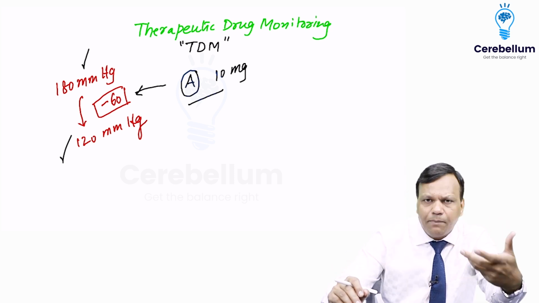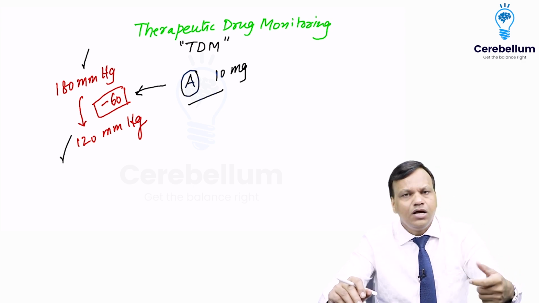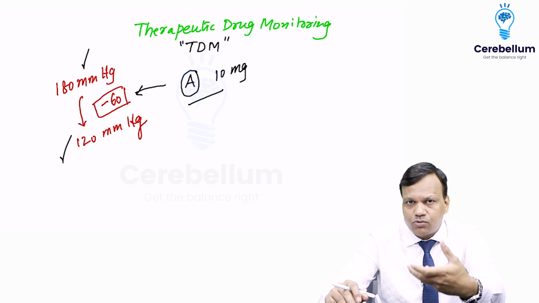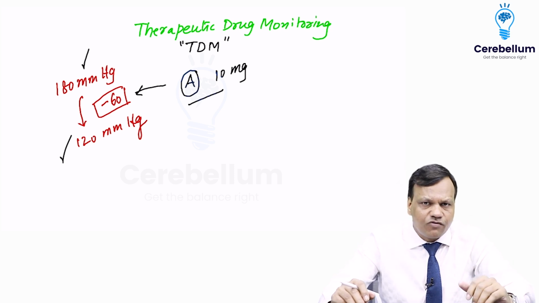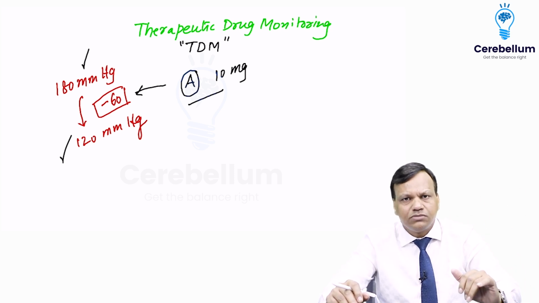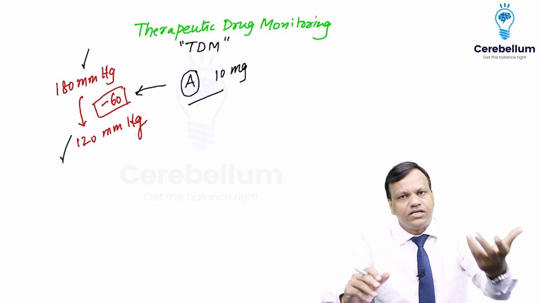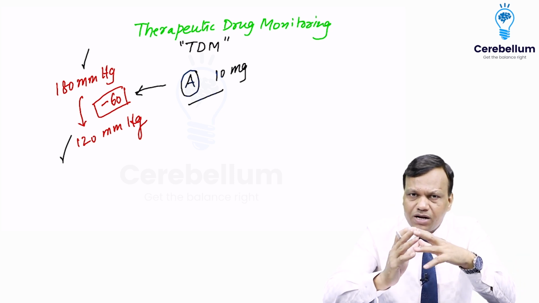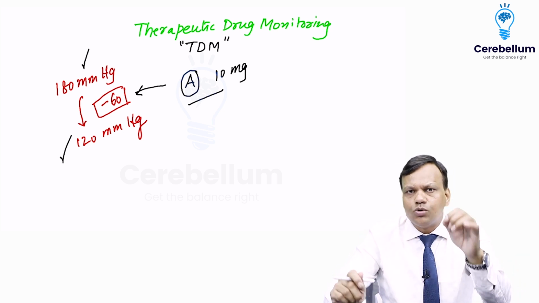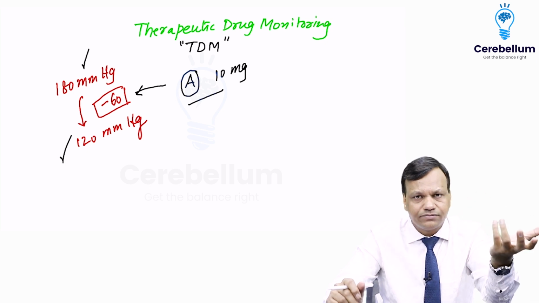Similarly, for an anti-diabetic drug, you want to control blood sugar. You give a drug at some particular dose and ask the person to take it for a few days. Again measure the blood sugar. If it reaches the target level, that means the dose is okay. If it does not reach, we will increase or decrease. So that is the normal method of adjusting the dose of any drug.